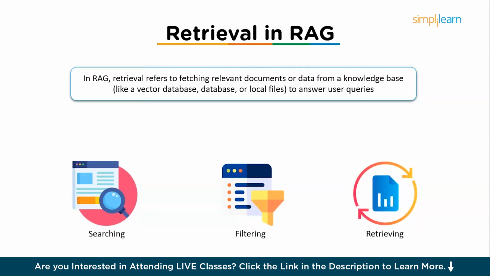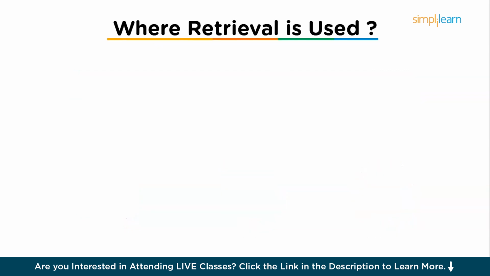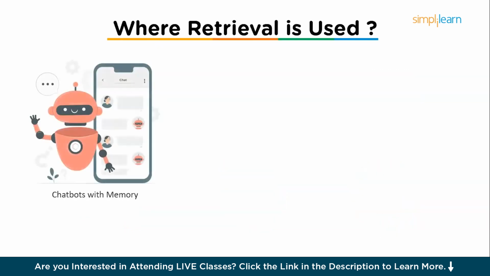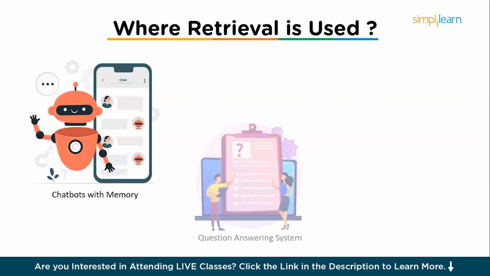Now, let us move on and see where retrieval is used. It is used in chatbots with memory, for example, retrieving past conversations. Then we have question answering systems, for example, retrieving the FAQ answers.